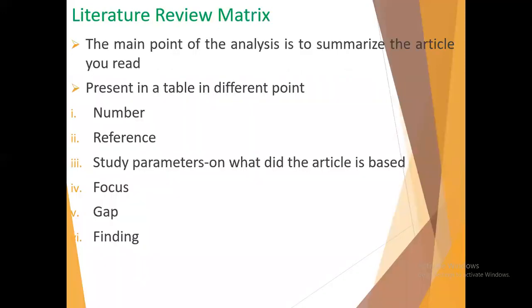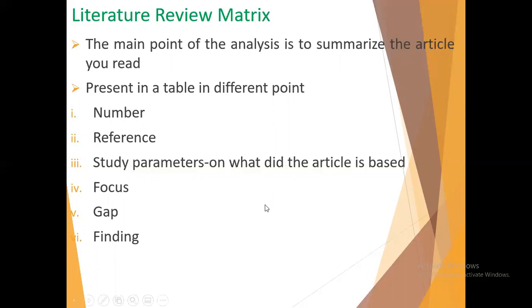Now, the literature review matrix. It is basically the summarization of all the literature which you are following for doing your research work. And that matrix you can form by making six different categories, six different steps. Whenever you are writing a literature review, you have to make six different columns.